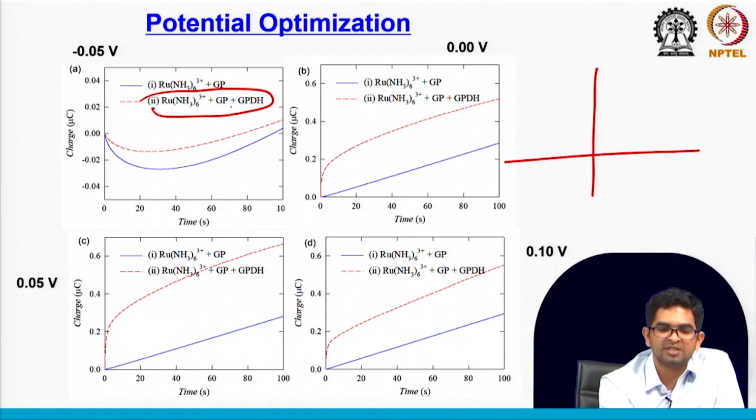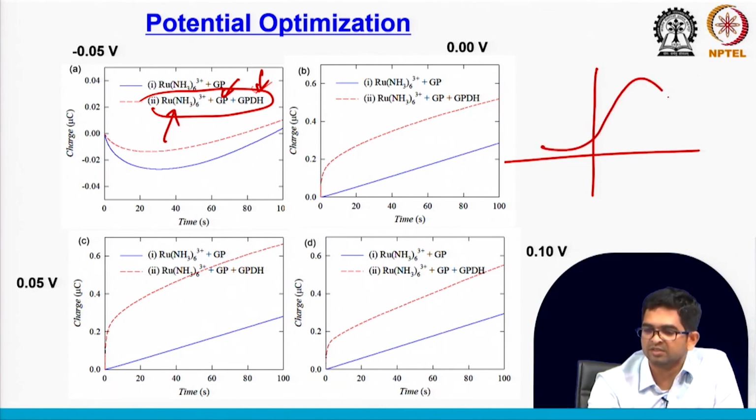Ruthenium hexamine, GPDH. What is this? Glycerol phosphate and glycerol 3-phosphate dehydrogenase. This one is the glycerol phosphate enzyme, this is the enzyme substrate, and this is the electron mediator. So you have to take a cyclic voltammogram with this whole reagent mixture. Suppose it is showing like this.